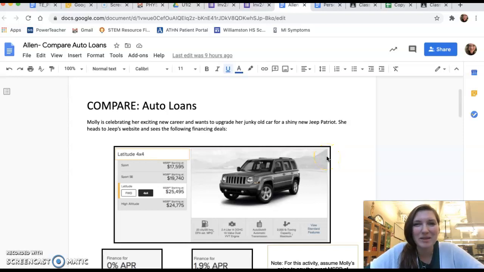Okay, so this is the last assignment of the week. We are going to compare a few different auto loans with this worksheet.